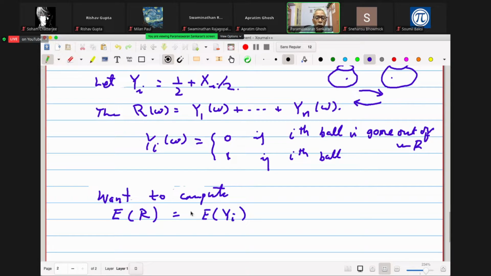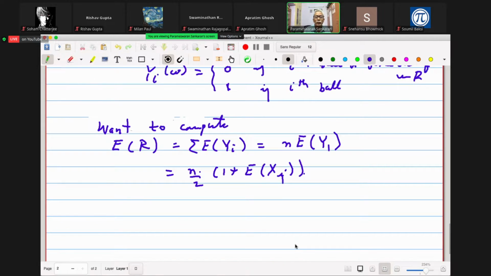So that's equal to the expectation of the sum over i of yi, and that is the same thing as n times the expectation of y1. But that is the same thing as n times a half, so n by 2 times 1 plus the expectation of x1, or any one particular one, it doesn't really matter. And this is what we want to compute. So all that boils down to how to compute the expectation of x1, which is equal to what?